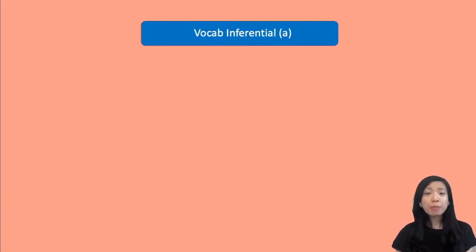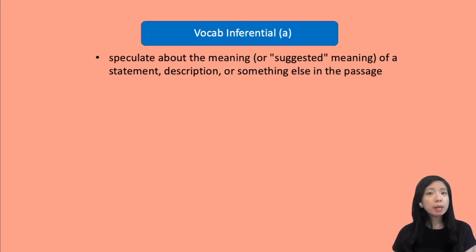So let's get into vocab inferential questions. There are 2 types of vocab inferential questions, and in this video, I'm going to focus on just one first. The first type of vocab inferential questions are where you are given a sentence, a statement, a description, or something else from the passage, and you have to speculate about the meaning of the sentence or the phrase.